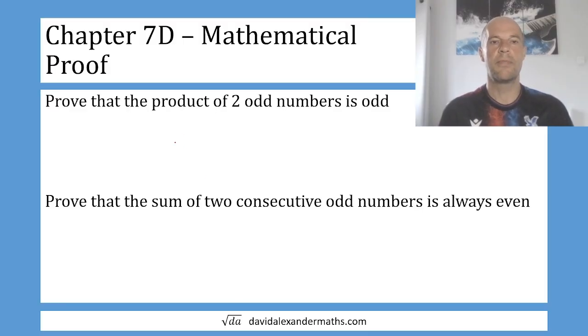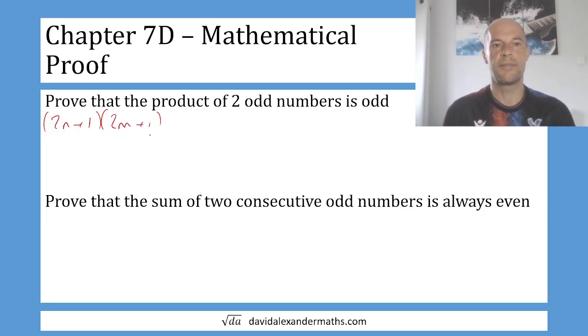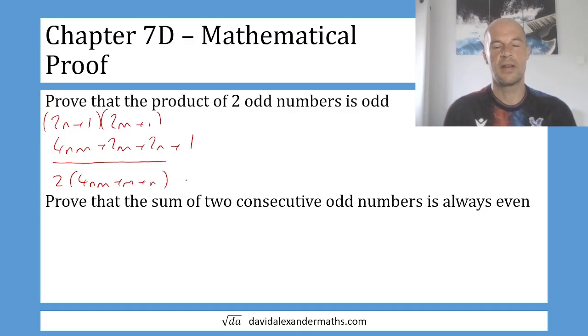Okay, so prove that the product of two odd numbers is odd. So two odd numbers, not consecutive odd numbers, so I'm going to use 2n plus 1, and the product means multiply, so I will multiply that by 2m plus 1. Expanding the brackets, I'm going to get 4nm plus 2m plus 2n plus 1. Now, how do I prove that it's odd? Well, this part here is divisible by 2. So that's 2 lots of 2nm plus m plus n, plus 1.